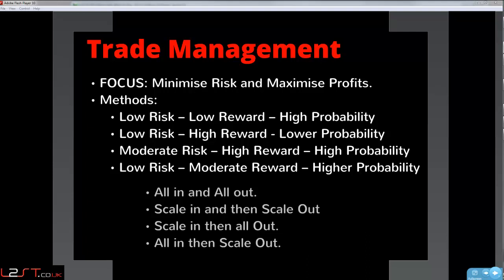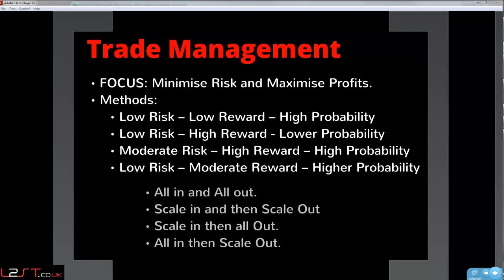The methods we use to practice these different categories of trade management are all in and all out, scale in and then scale out, scale in then all out, and then all in and then scale out. So these are probably methods that are familiar to each and every single one of you. However, you do need to understand that how you approach the market and how you manage a trade is very much defined by how much capital you trade and how much risk you can tolerate.